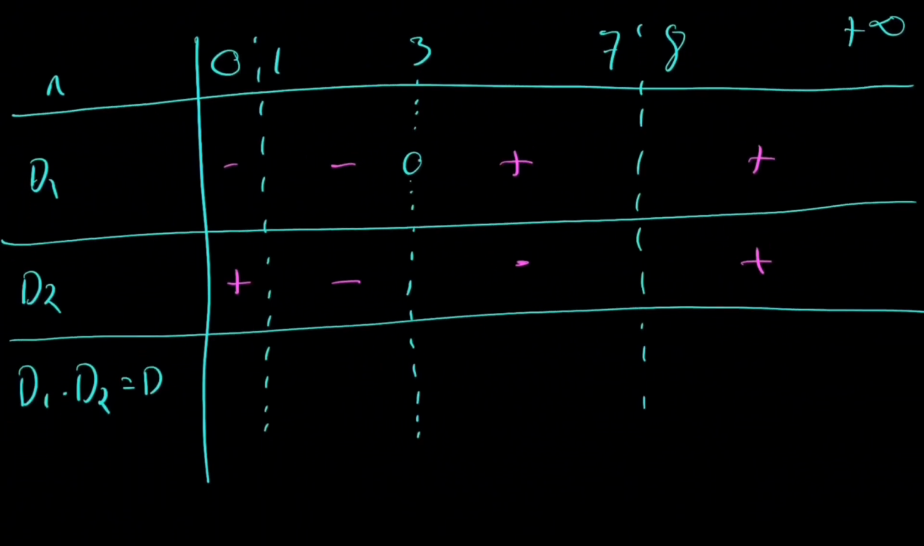And so we just have to look at what's going on here. Minus times plus is equal to minus, because we do D1 times D2. Minus times minus is equal to plus. Plus times minus is equal to minus. And something times 0 is equal to 0, so we've got a 0 here. And then plus times plus is equal to plus. And you can give your answer using a table of values like that.